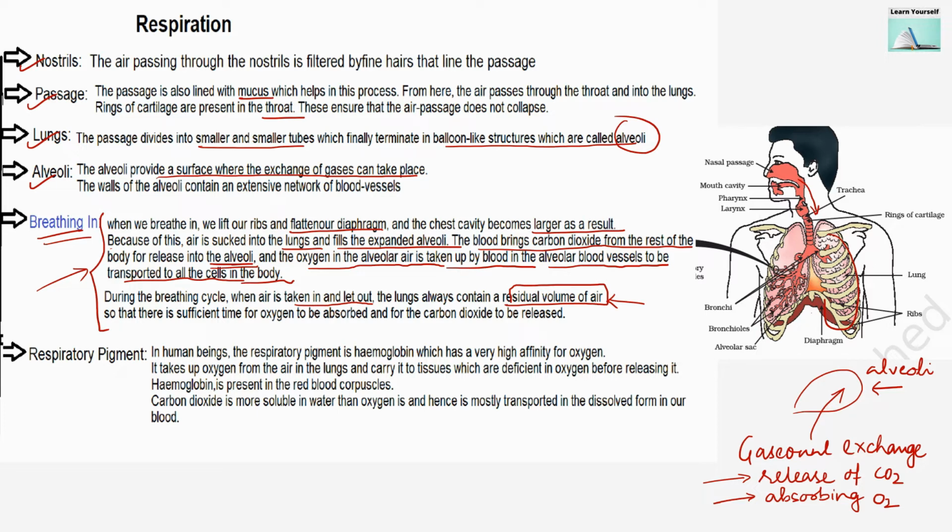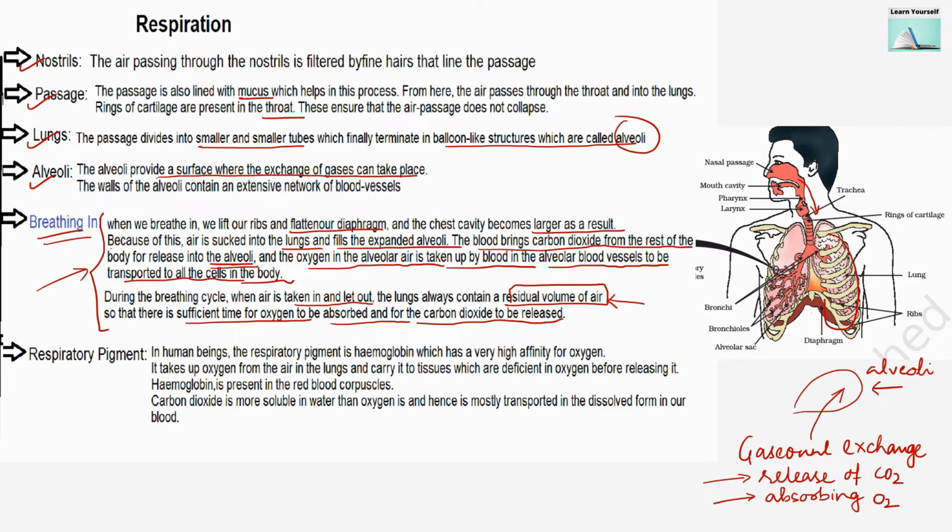So this buffer volume of air will help the lungs to pass fresh oxygen every time, so that there is sufficient time for oxygen to be absorbed and for the carbon dioxide to be released. To take up the fresh oxygen and to release carbon dioxide, it will take some time. So lungs will always have some buffer volume of air, the residual volume of air.